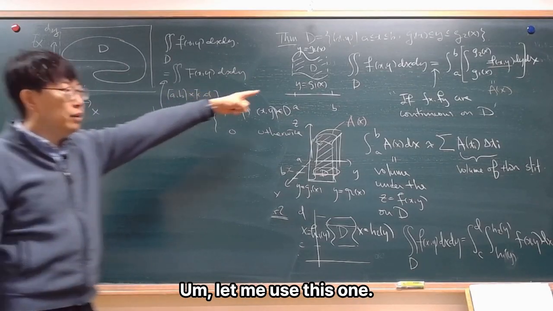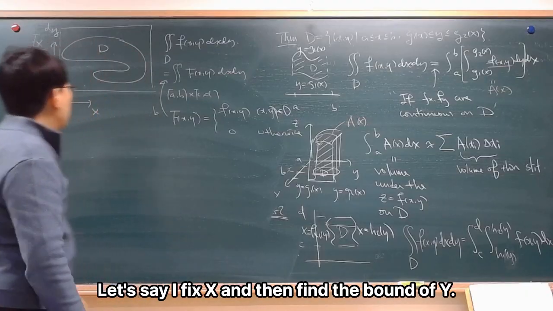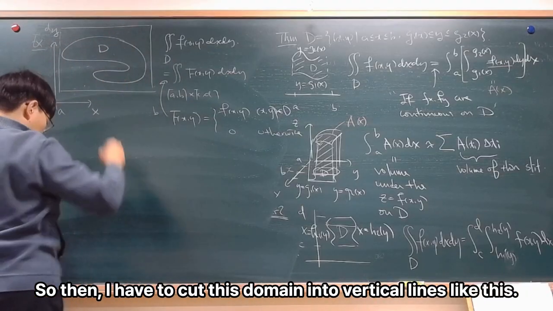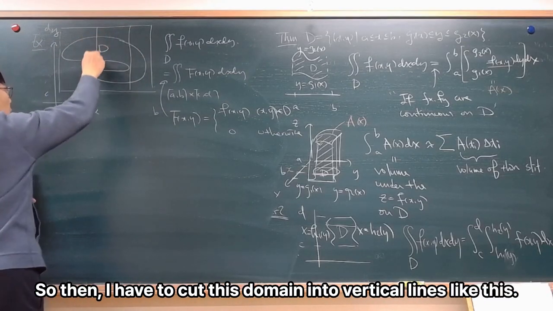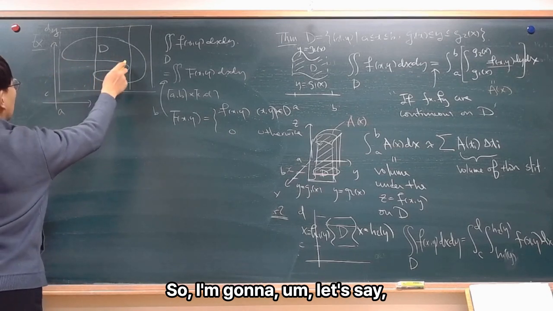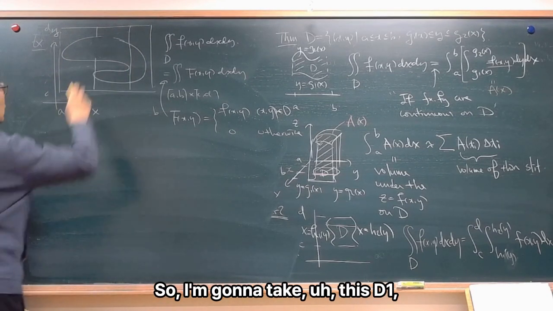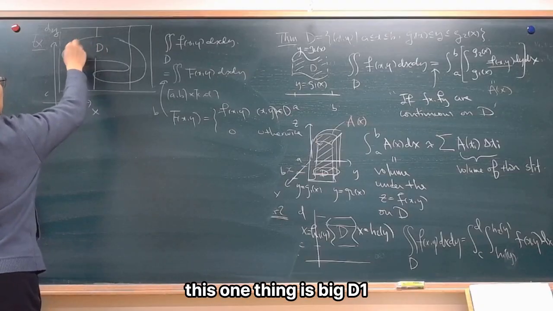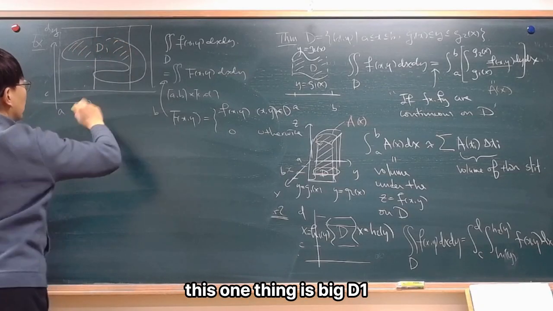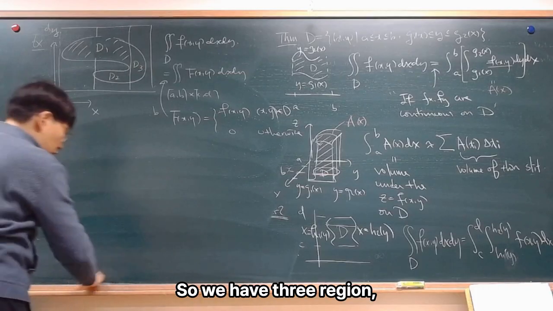Let me use this one. Let's say I fix x and then find the bound of y. Then I have to cut this domain into vertical lines like this. I don't need this part. So I'm going to take this D1, and D2 and D3. So we have 3 regions.